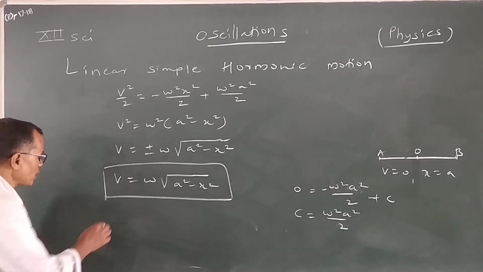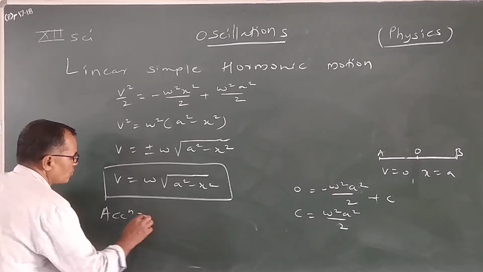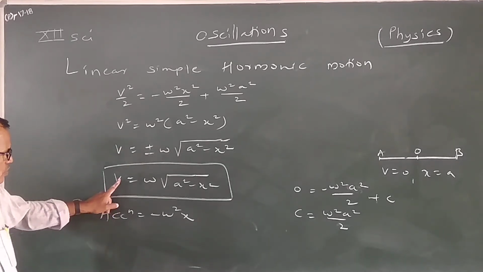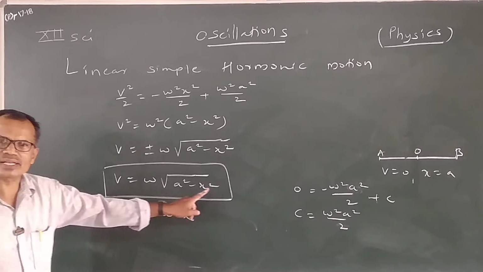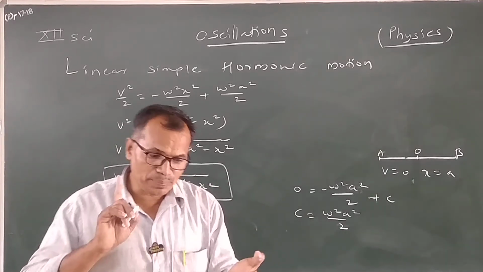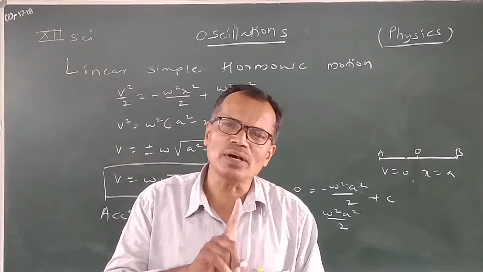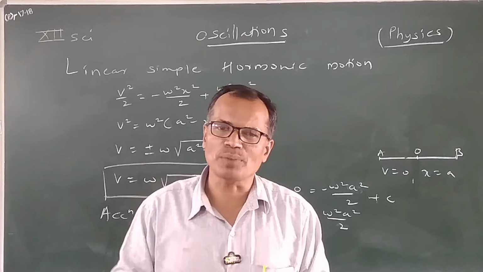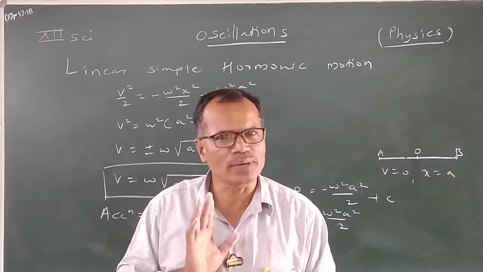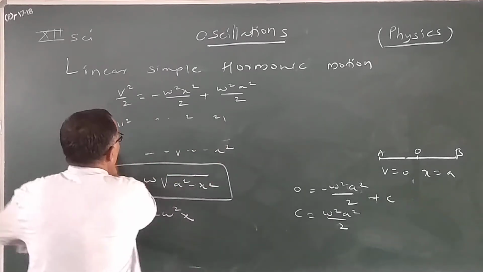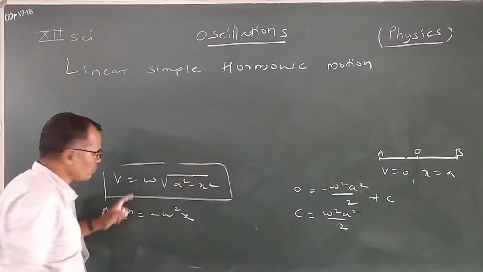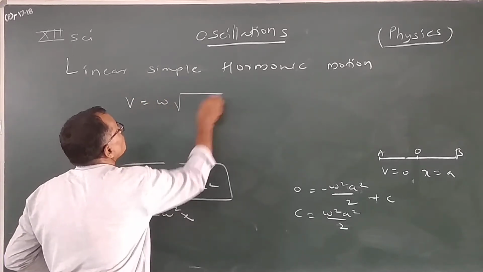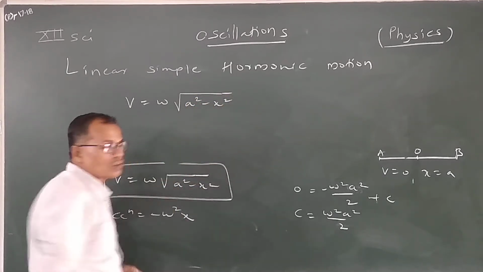Friends, we have calculated the equation for the acceleration. Acceleration equal to minus omega square x. And we have the equation for the velocity. Velocity is equal to omega root a square minus x square. We have obtained the equation of acceleration, we have obtained the equation of velocity. Now what is our aim? We have to find out the equation for the displacement of the particle performing linear simple harmonic motion. Now just see, we have the equation of velocity. What is the equation? That is v is equal to omega root a square minus x square.